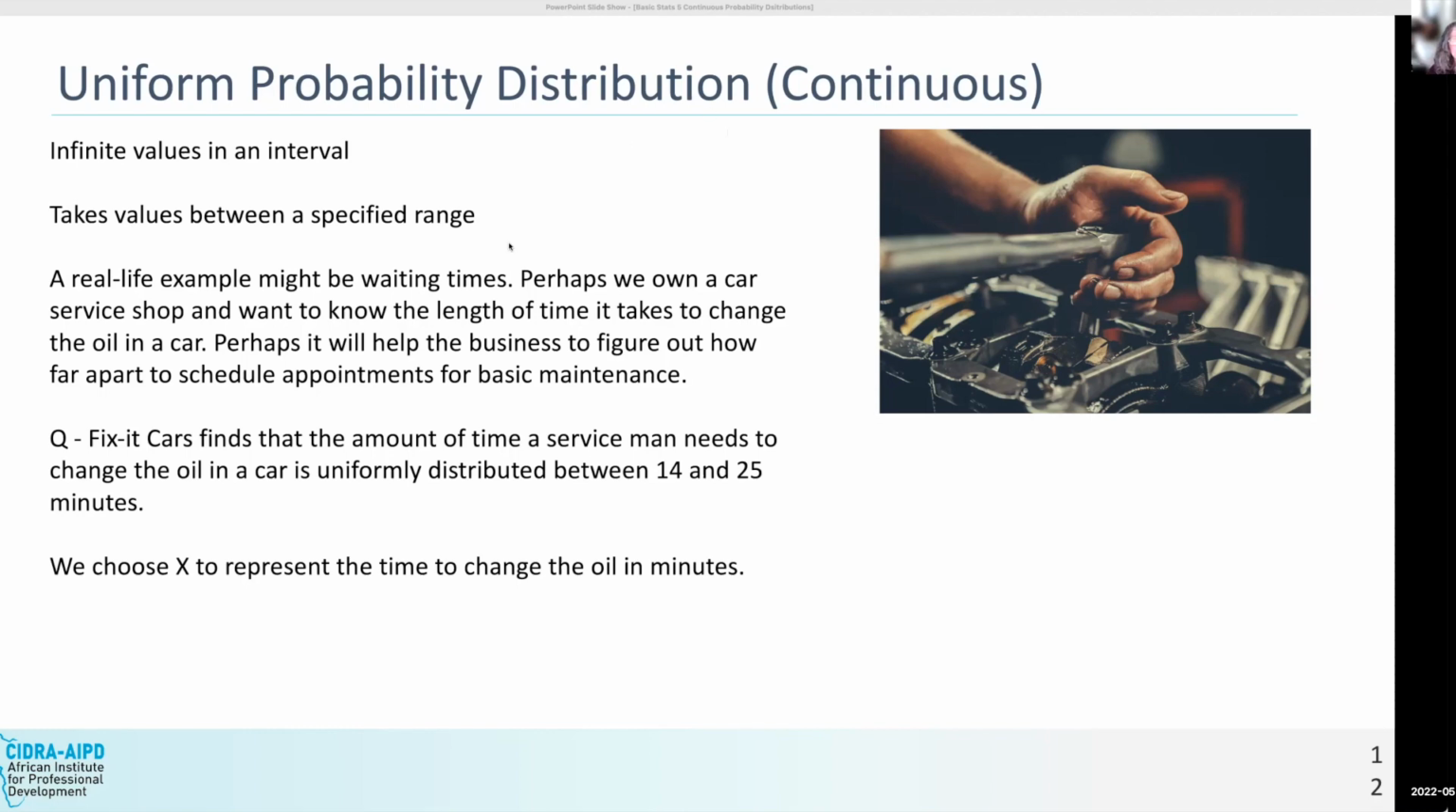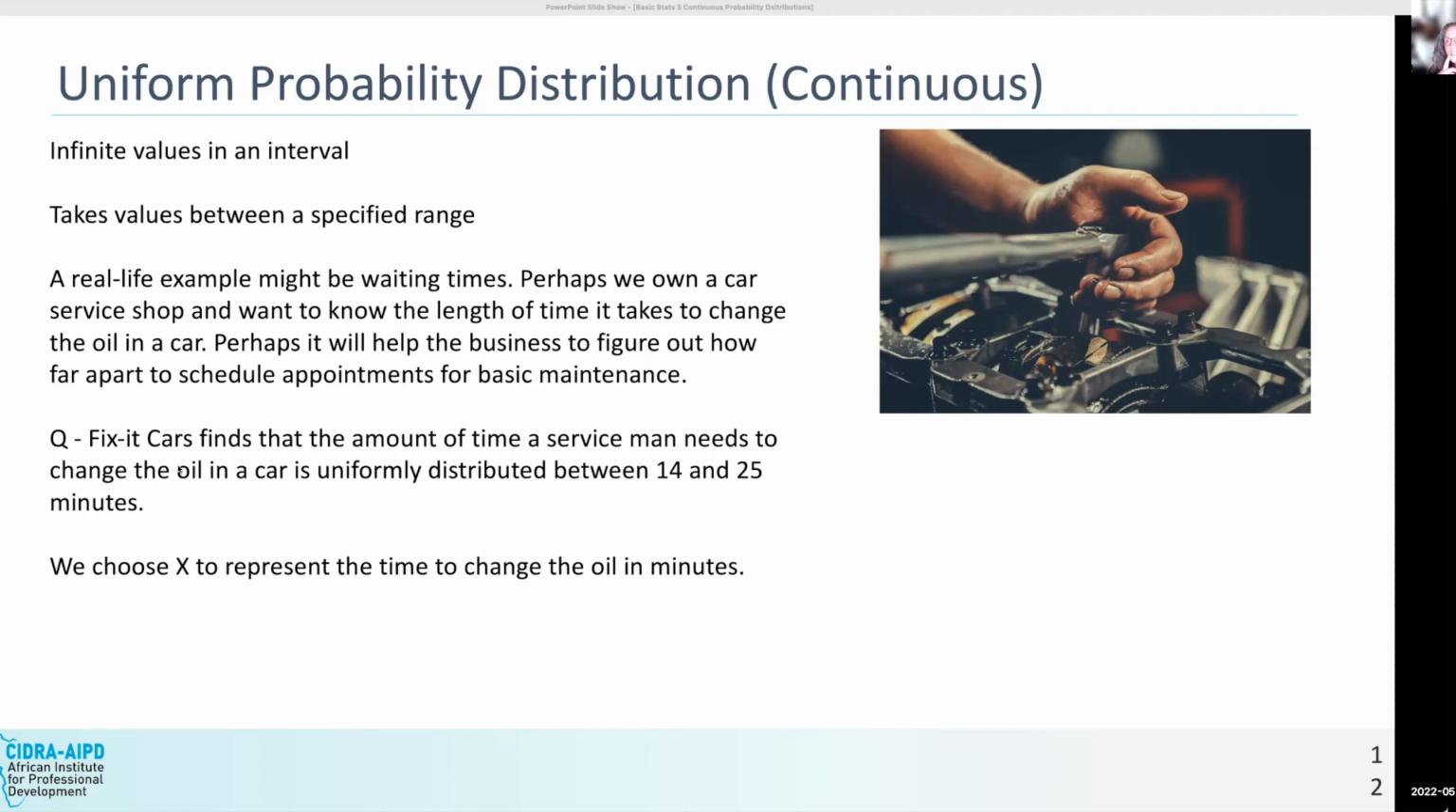If we had waiting times, perhaps we own a car service shop and we want to know the length of time it takes to change the oil in the car, maybe to help the business figure out how far apart to schedule the appointments for the maintenance. So we have, in this example, Fix-It Cars finding that the amount of time a serviceman needs to change the oil in the car is uniformly distributed between 14 and 25 minutes.